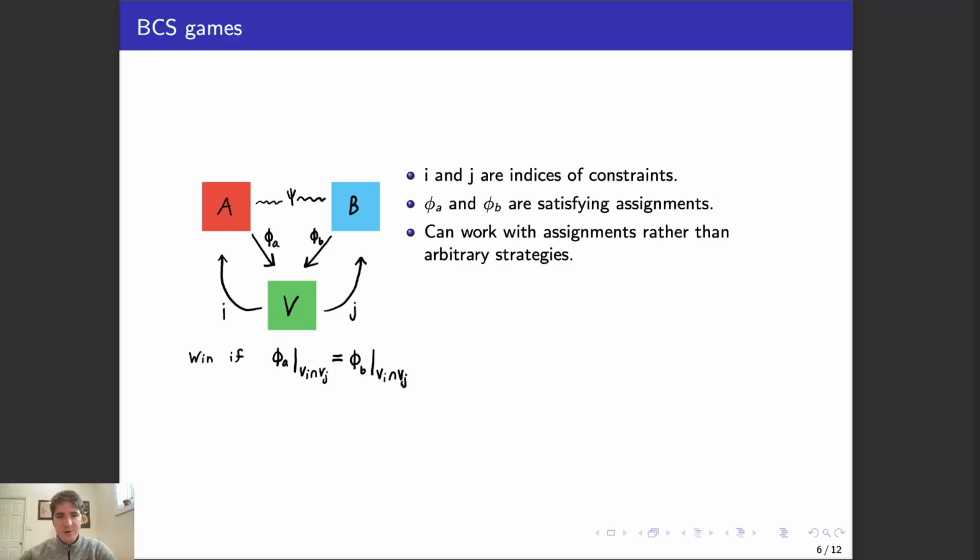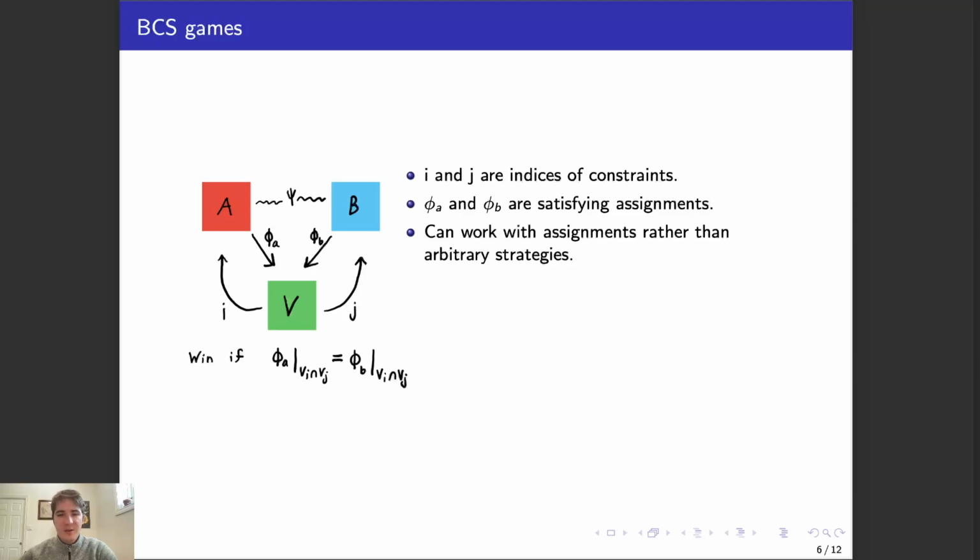To prove our reduction, we specialize to a type of interaction called a Boolean constraint system game. In a BCS game, the questions i and j are indices of constraints in a Boolean constraint satisfaction problem. The players then answer with satisfying assignments φ_a and φ_b to the constraints that they've been asked for. The players win if their satisfying assignments agree on the variables they share.